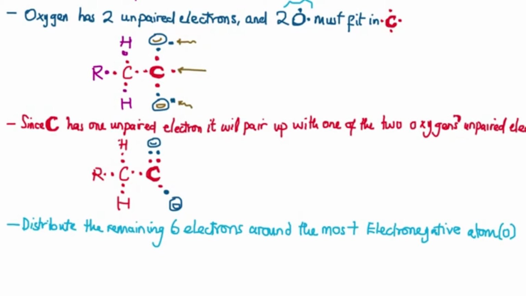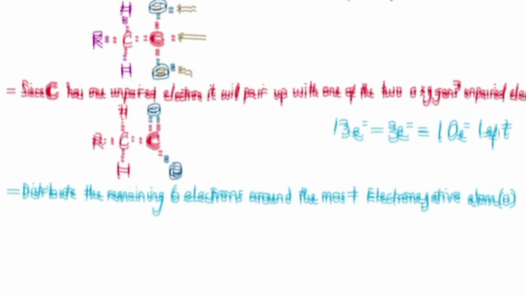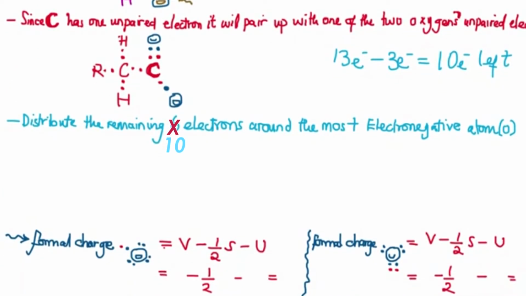Once we're able to accomplish that, let's keep track of the total electrons left. Right now we have 13 currently, but then we're going to introduce 3 electrons from the oxygen, and that leaves us with 10 electrons left. Our next goal is to distribute the remaining 10 electrons around the most electronegative atom, which in this case is oxygen.